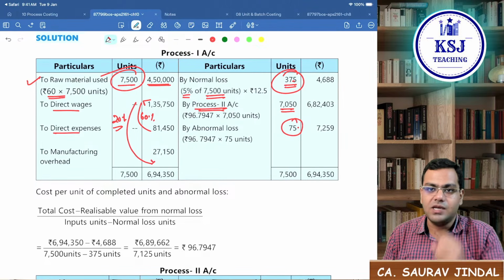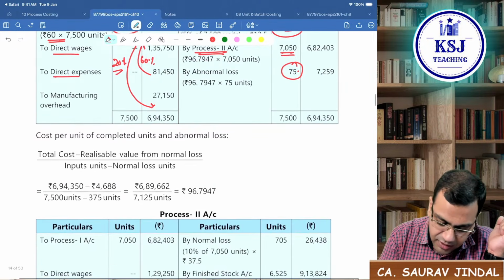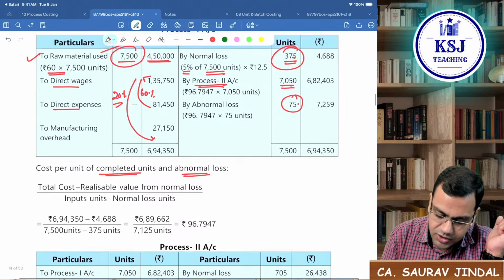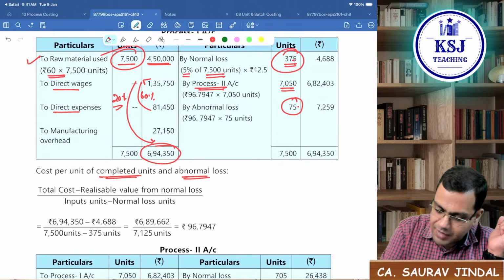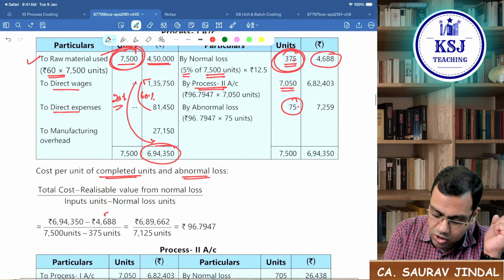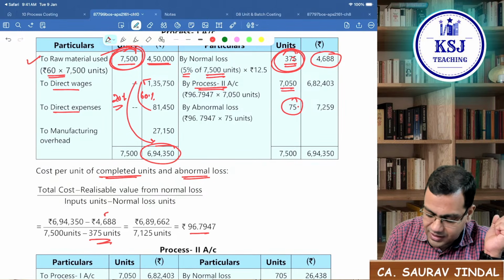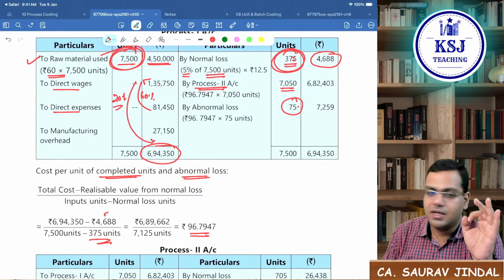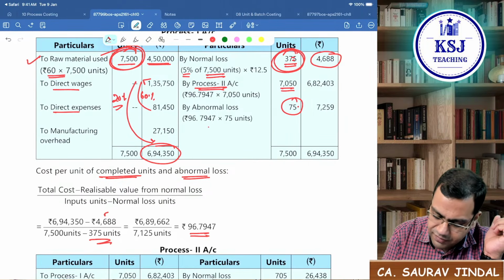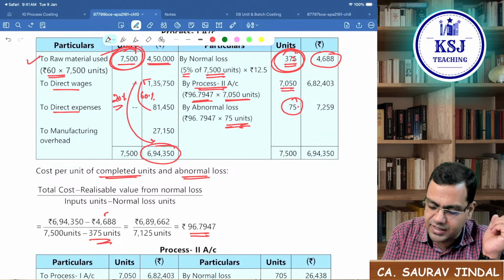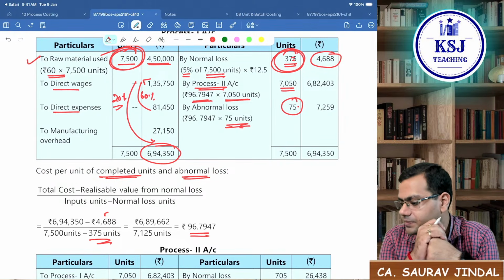Right, so for the valuation of abnormal loss, they have calculated the cost per unit of completed units and abnormal loss. Total cost minus this scrap value, divided by input units minus the normal loss units. So 96.7947 is the value that you will be getting. So you will value the 75 units as well as this 7050 units at 96.7947.